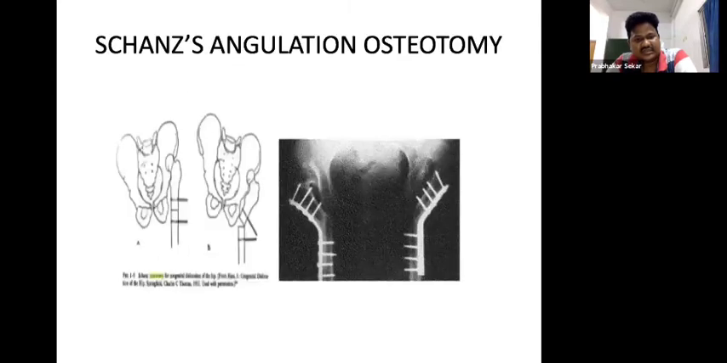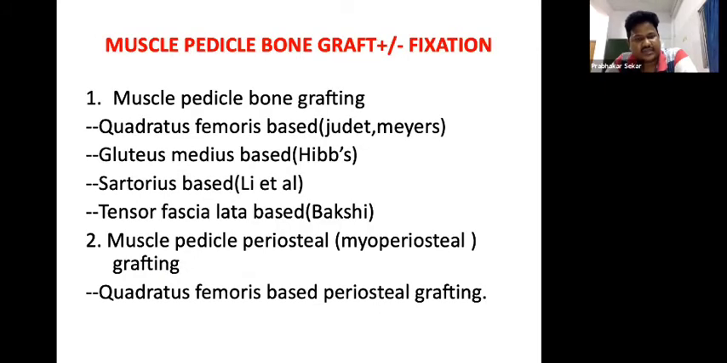So this is Dixon. Shanz's angulation is first tried in congenital dislocation of hip. Also, it's useful for non-union neck of femur.